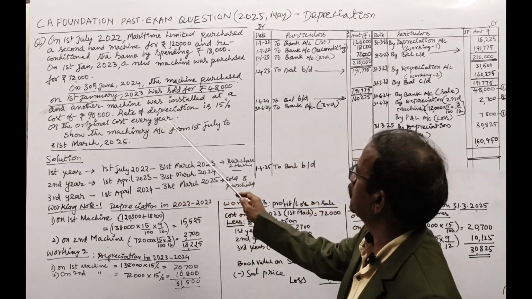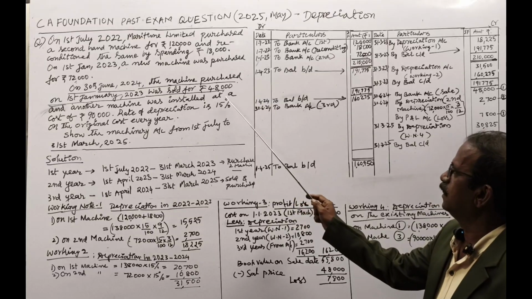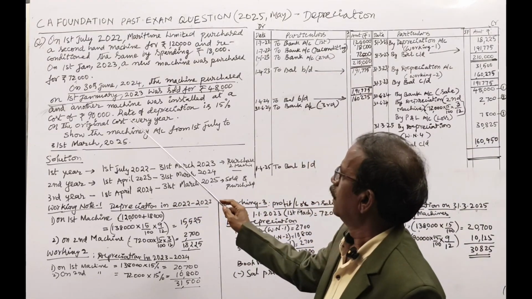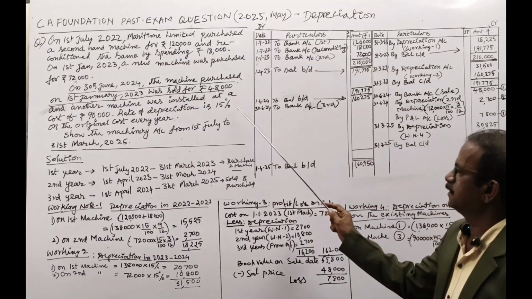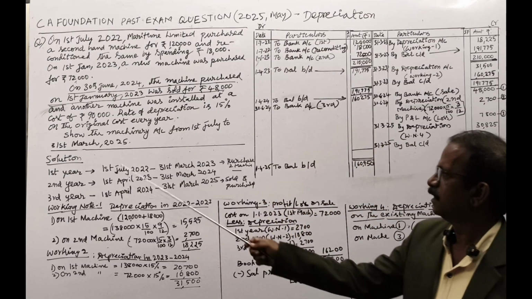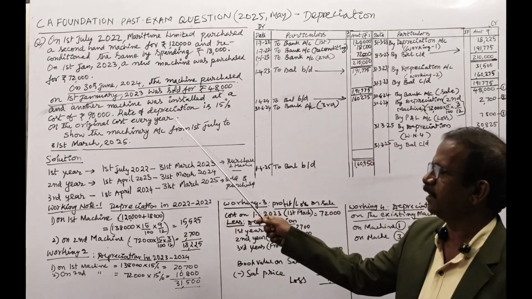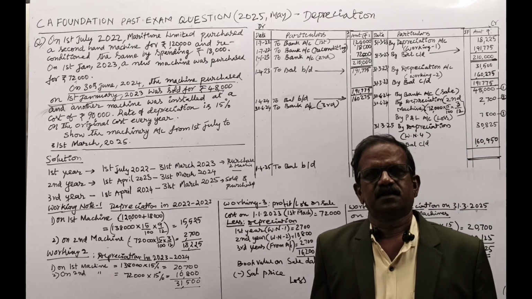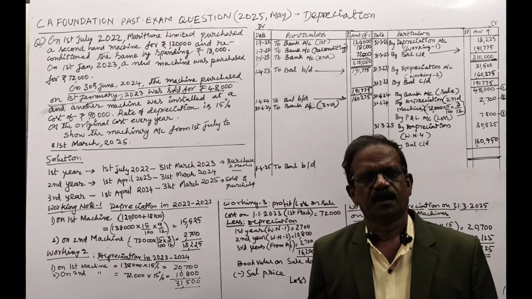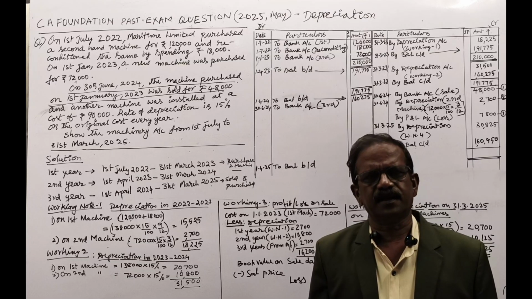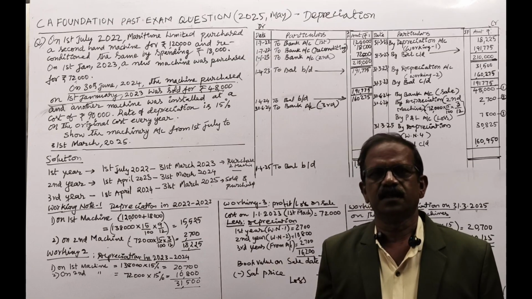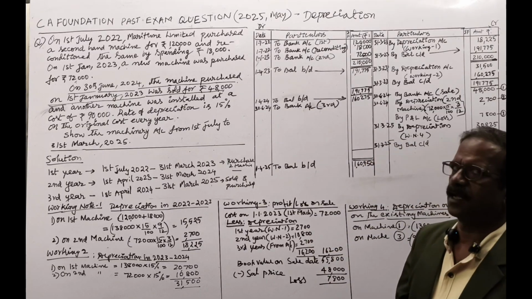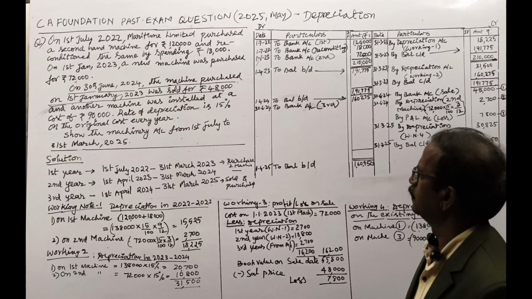And another machine was installed at a cost of 90,000. The rate of depreciation is 15% on the original cost every year. On the original cost means this is the straight line method. It means every year we calculate the depreciation on the original cost of the machine purchased.